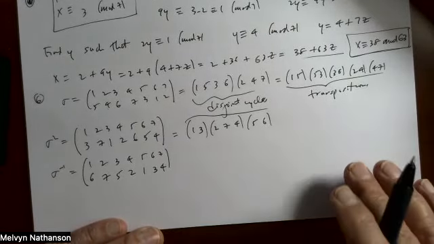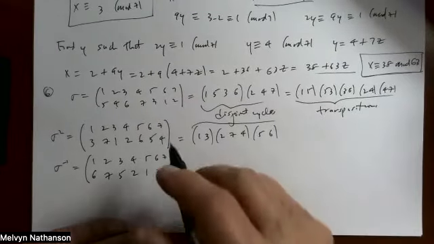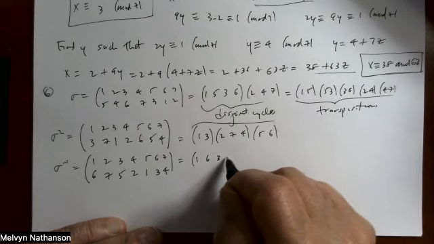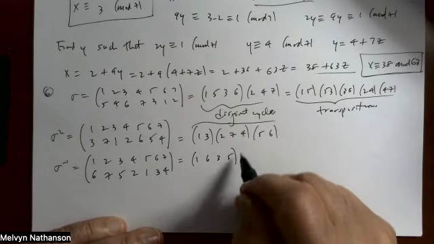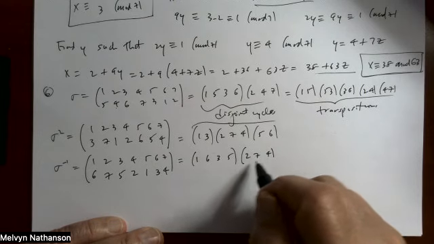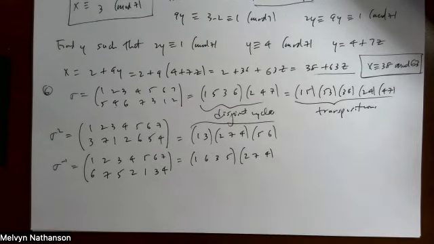And as a product of disjoint cycles, 1 goes to 6, 6 goes to 3, 3 goes to 5, goes back to 1. 2 goes to 7, goes to 4, goes back to 2. So that is the decomposition of sigma inverse as a product of disjoint cycles.